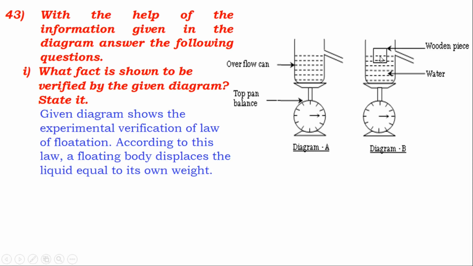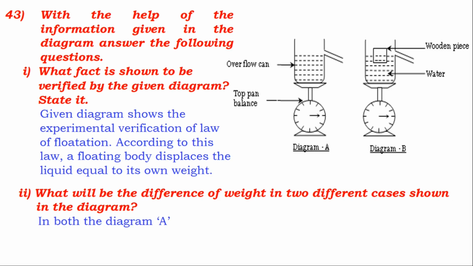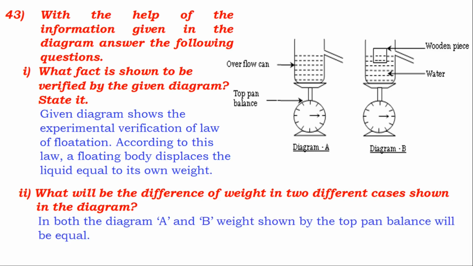Because when a wooden piece is taken in this water, it displaces water equal to its own weight. That's why the combined weight is again the same. So this verifies that a floating body displaces liquid equal to its own weight. What will be the difference of weight in the two cases shown in the diagram? They are equal. In both diagrams, A and B, the weight shown by the top pan balance will be equal.